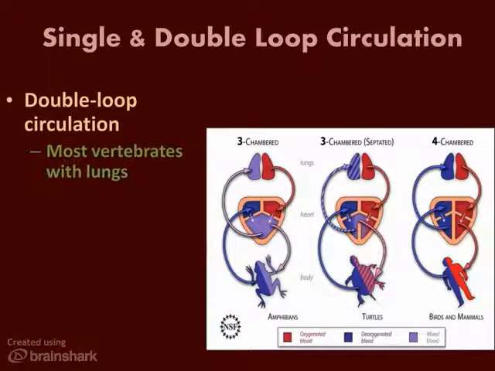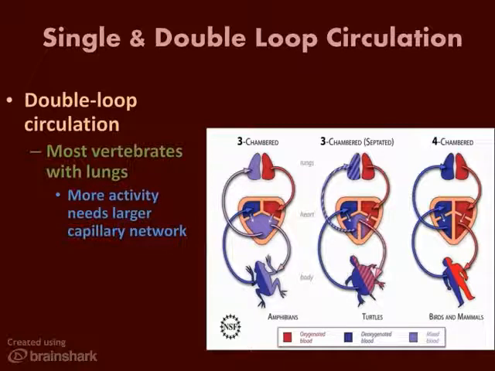These animals tend to be more active, and more activity needs a larger capillary network, and a larger capillary network needs a larger, more efficient pump or heart to move the blood around. So the double loop system has evolved. The first double loop systems were three-chambered, with oxygenated and deoxygenated blood mixing in the ventricles, as you see in the two diagrams over to the right. While this isn't the best, it was a definite improvement over the single loop for animals. And as you can see, blood flows in two directions, in and out of the heart.